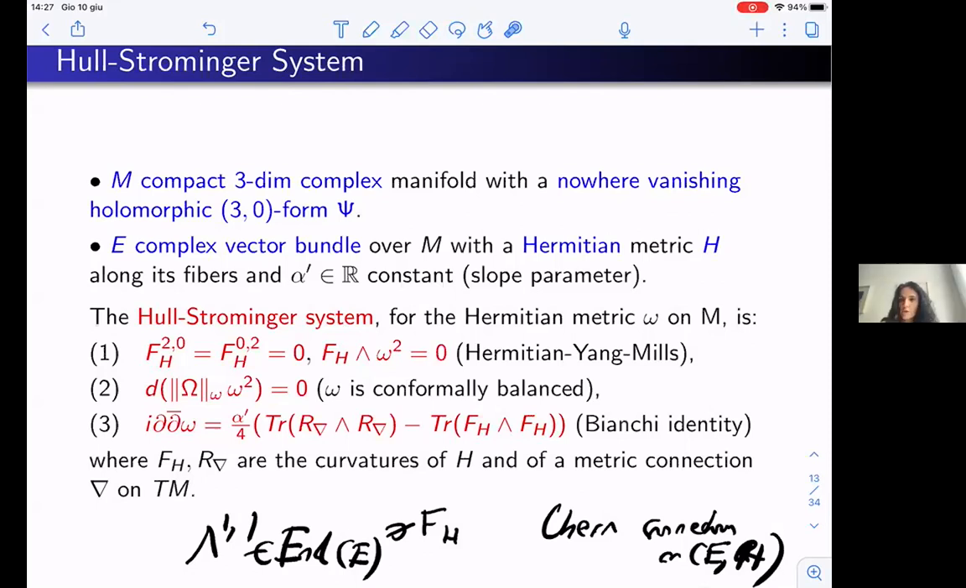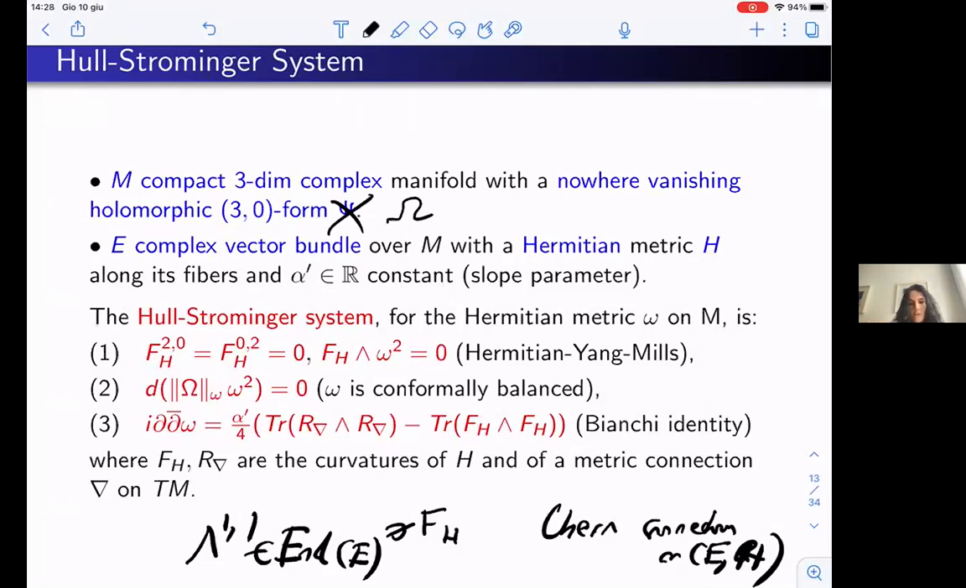And then the second condition is that if you take your omega squared and you multiply by the norm of the (n,0)-form, here there is a mistake, sorry. This is big Omega. Okay, sorry for that. If you multiply that, so this is just a positive function, then the differential is 0. So here you can see the condition to be conformally balanced, right? Because by a positive factor function, you get a balanced metric. And then the third equation, which is the more important one, which is also called the Bianchi identity. And this involves exactly, it is the one coupling the two metrics.